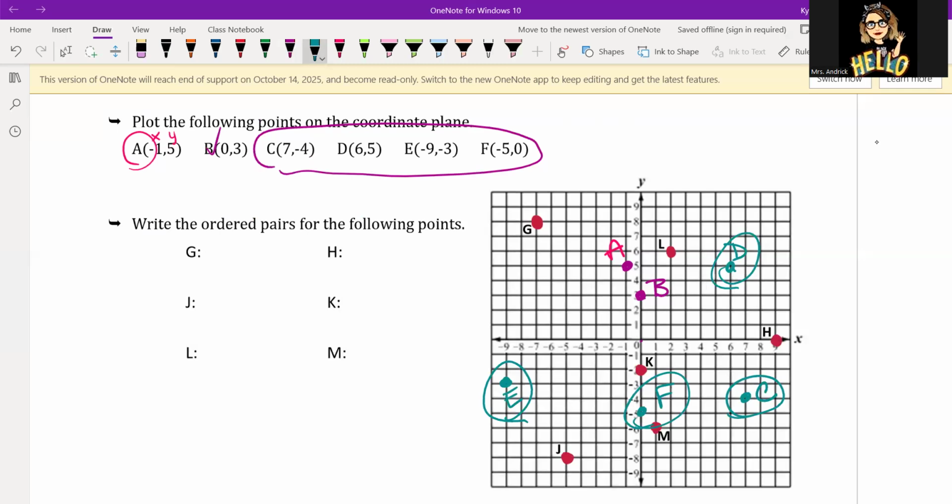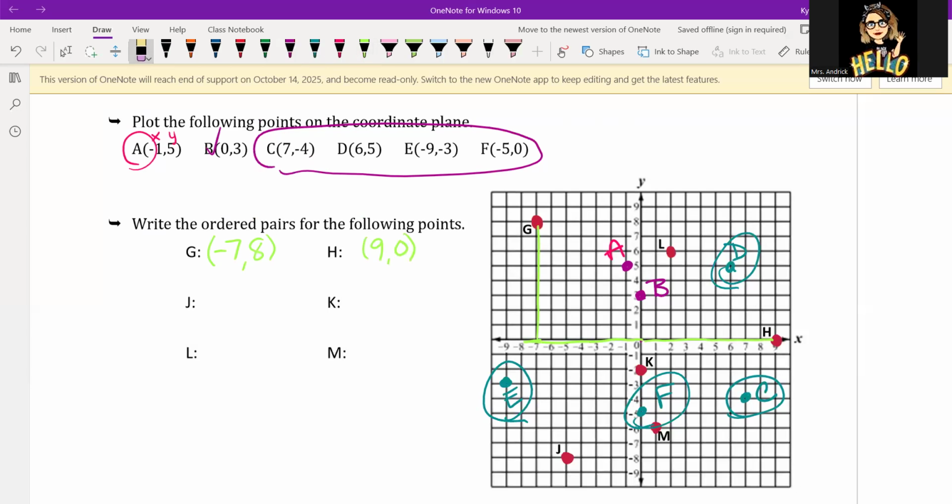Now that we have those plotted, now we're going to write our ordered pairs, but we have to figure out how we get there. So from G, we go all the way over to -7. So my ordered pair is -7, and then we go up to an 8. So -7, 8. For H, we go over 9, but we don't go left and right. So it's going to be 9, 0.